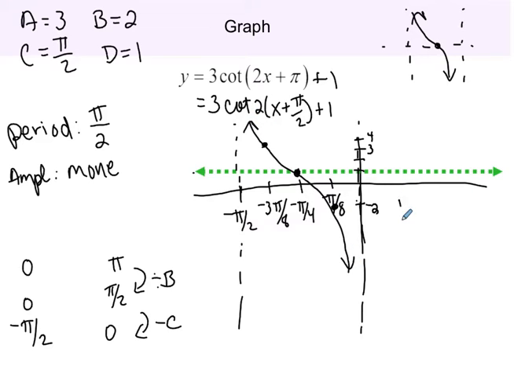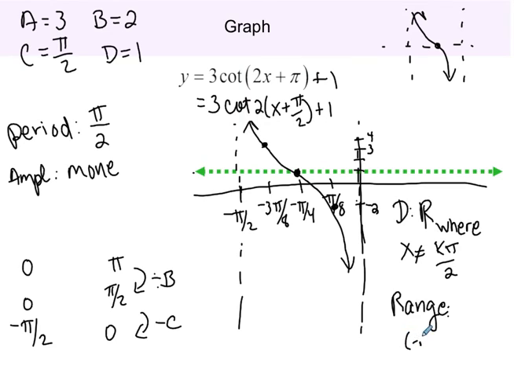My domain is all reals except where there's an asymptote. So x cannot equal my first non-negative asymptote, which is 0, plus the period times k, and my period is pi. So x cannot equal k pi over 2. And k again is an integer. And the range is from negative infinity to infinity. And there you have it.